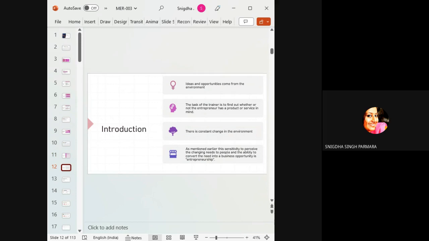is that certain ideas and opportunities come from the environment. It doesn't come on their own, it comes from the environment. What is happening in the business environment? What changes are taking place? What opportunities or the threats are being offered by environment? And then there are certain trainers to be involved, to be kept, so as to find out whether or not the entrepreneur has a product or service in mind. There is constant change happening in the environment, and so your product too should be changing.